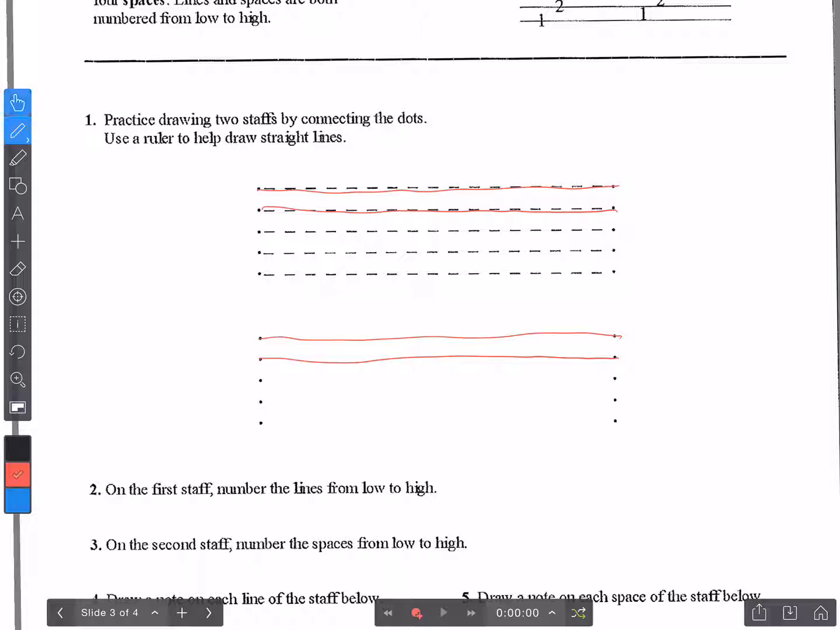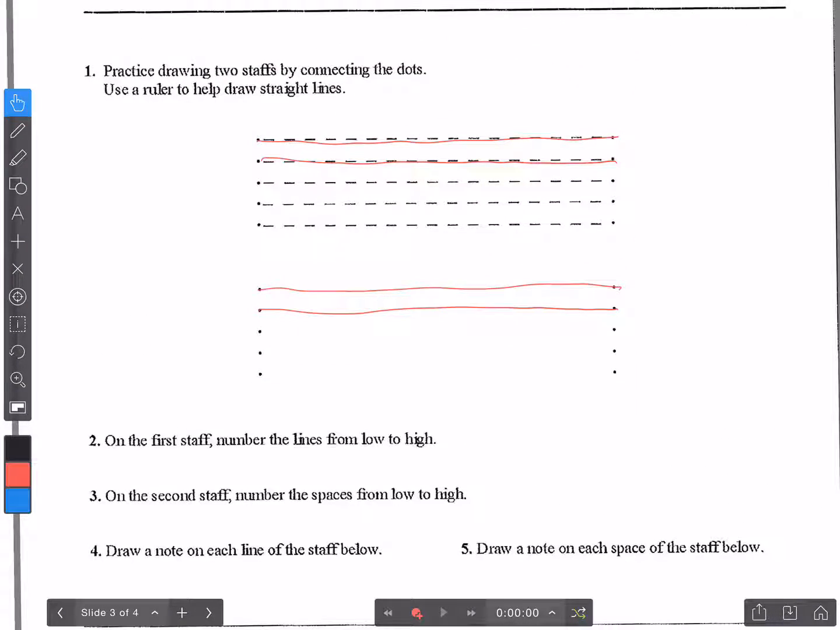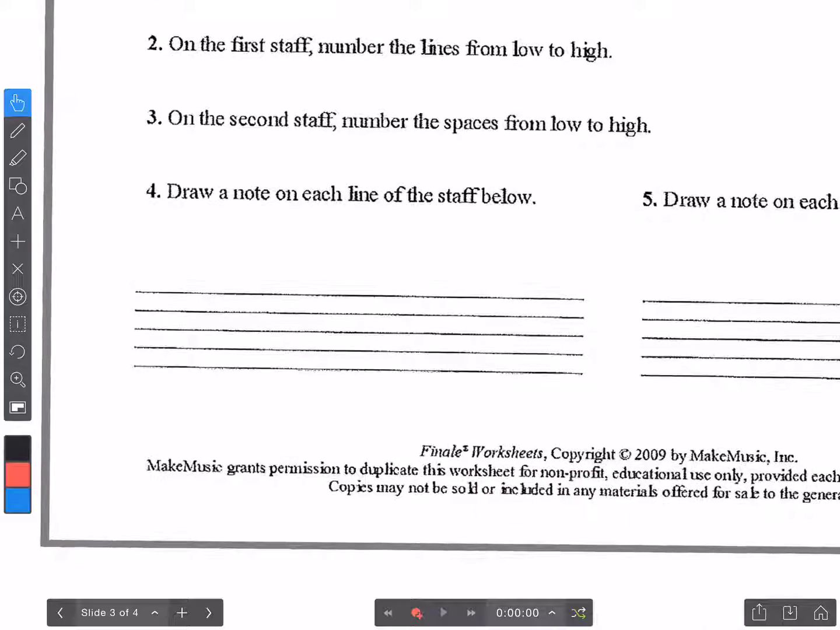That's okay. All right. Moving down, it says on the first staff, number the lines from low to high. So just like we were talking about recently, just put the numbers there, going up. And then question 3 on the second staff, number the spaces from low to high. So once you have all 5 of your lines, then you can number your spaces from low to high off to the side. Okay. After that, number 4, it says draw a note on each line of the staff below.